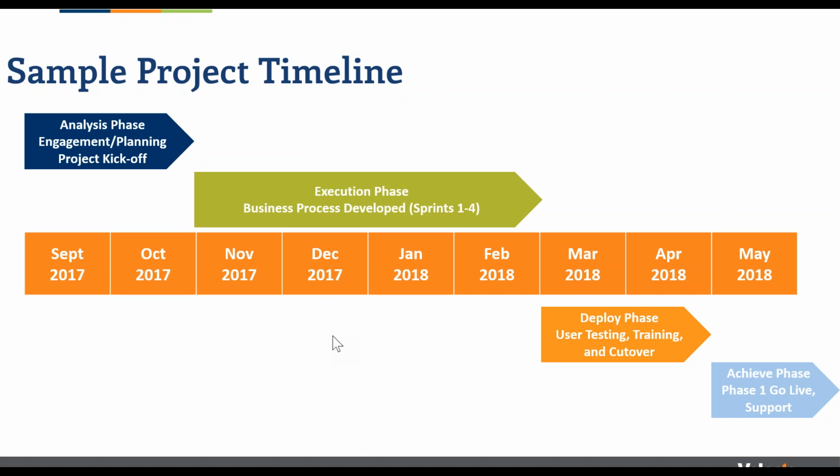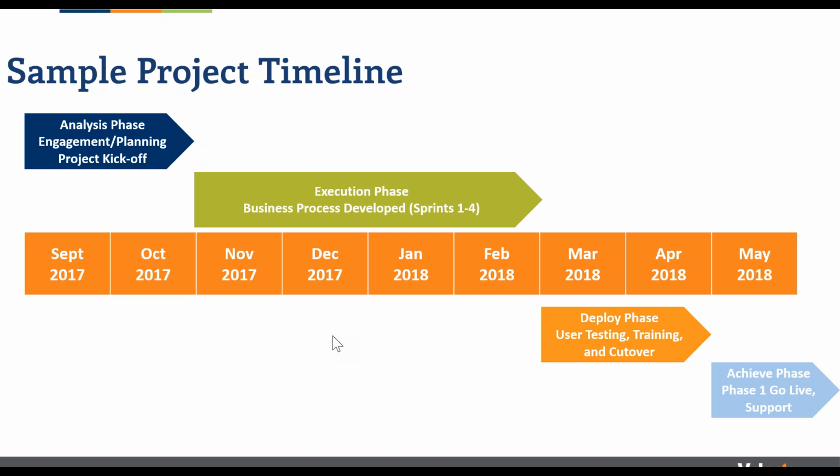So if you're familiar with waterfall versus agile projects, Velocio uses a hybrid model where it's not fully waterfall and it's not fully agile. Specifically, we will do our analysis up front of the entirety of the project. And then during the execution, the design, build, and test, we'll break those business processes out.